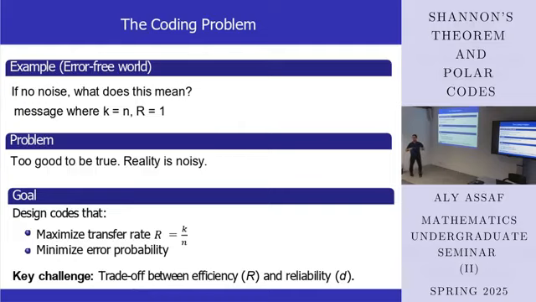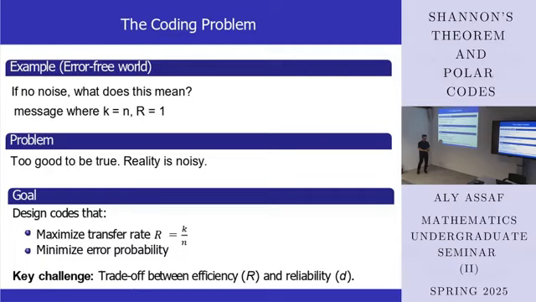Okay, now we can introduce the coding problem. In an error-free world, it's very obvious that we won't have to worry about it. We can just have a maximum rate of transfer. Remember, rate of transfer is K over N, the number of information bits divided by the total number of bits. We can have an efficiency of 1. It's perfect: 100% of the information we're sending is real information. But in reality, that's not the case. We have noise. We have errors. And that's exactly what the coding problem aims to solve.